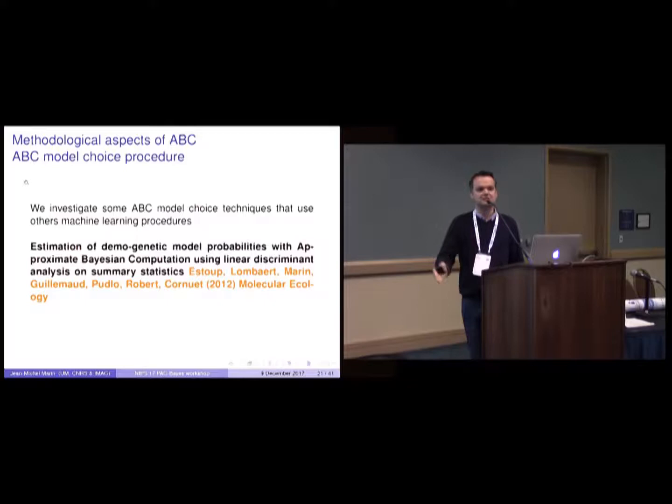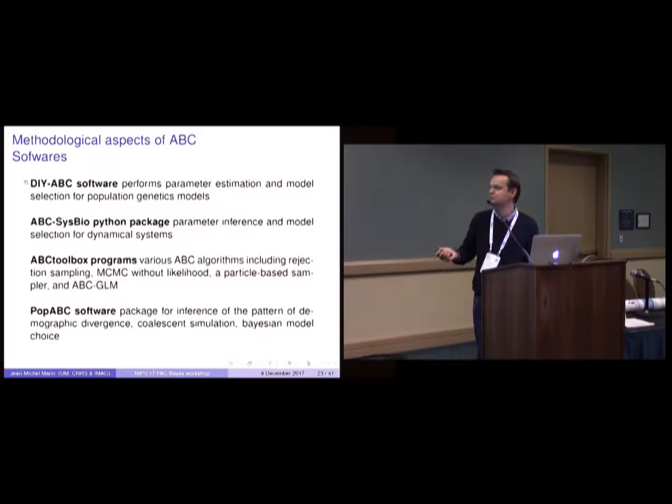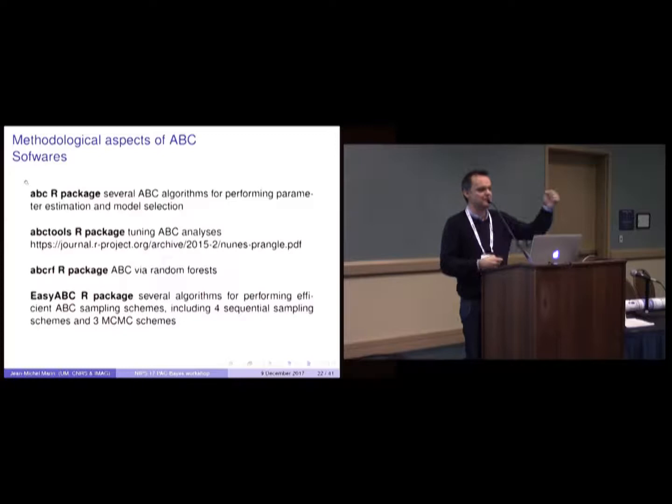Here, this one. There is a lot of software right now which implements the method. This is a set of R packages, including ours, which is ABC using random forest here. And there are also some specific tools associated with specific classes of models. With this R package, you need to have your own simulation. So you have your reference table, and you give the reference table to the package to get the ABC approximation.